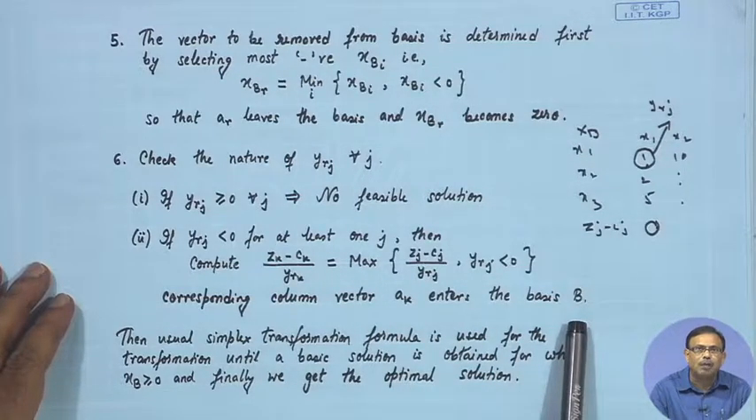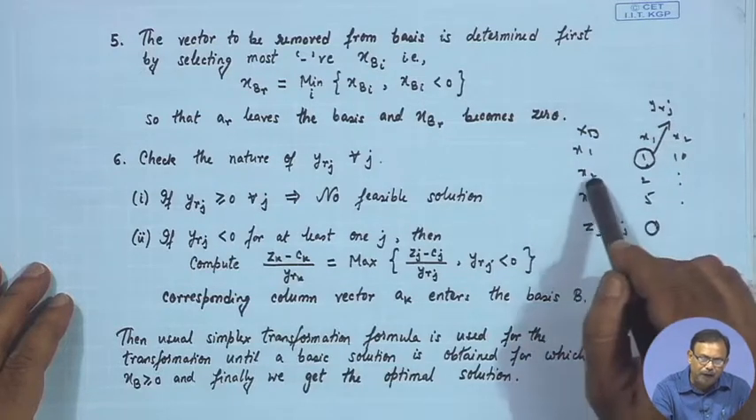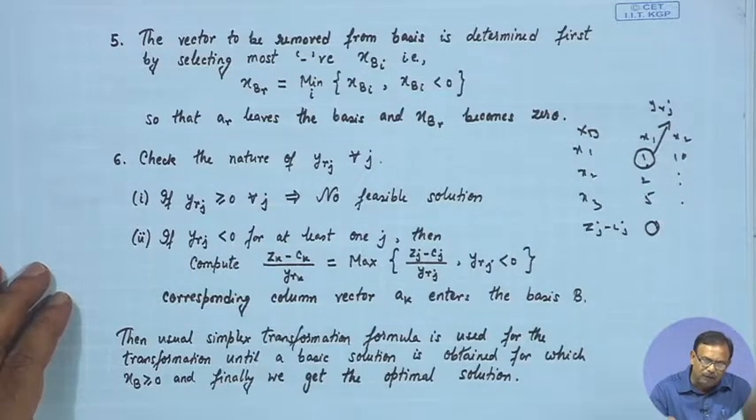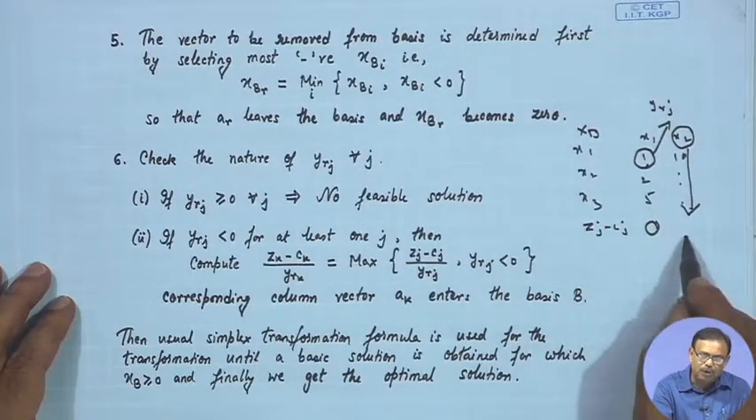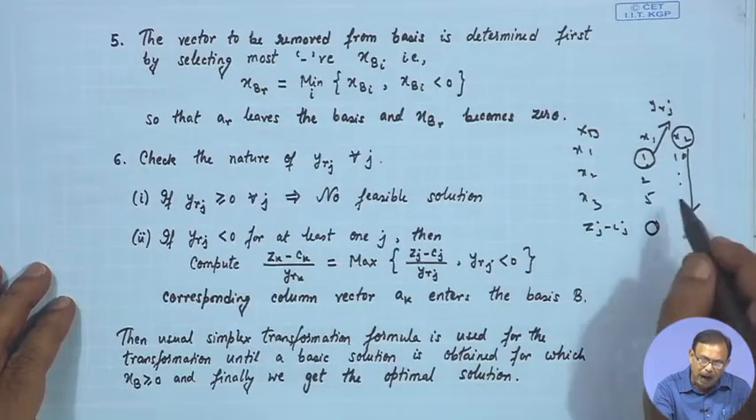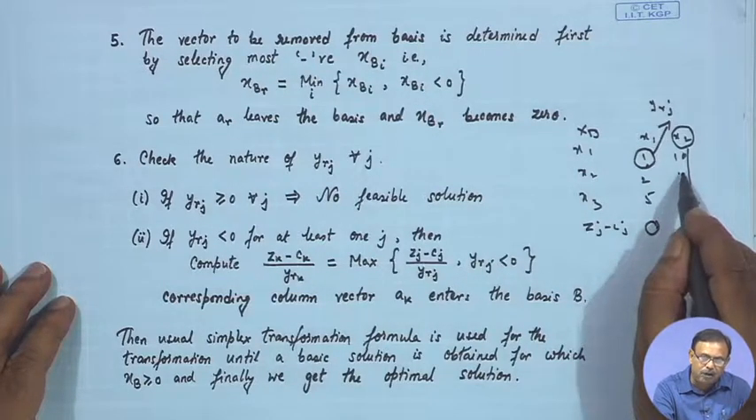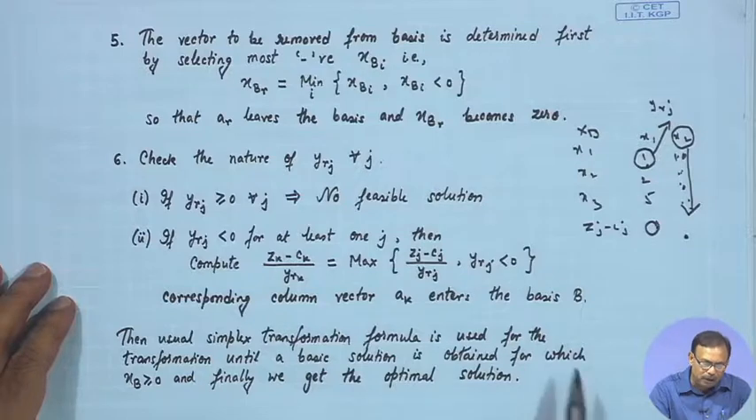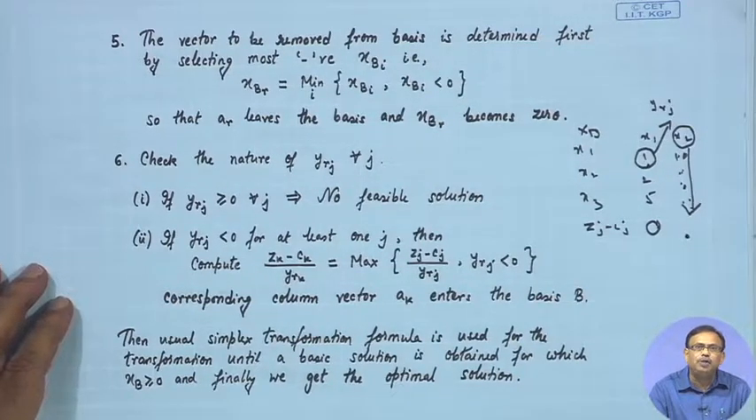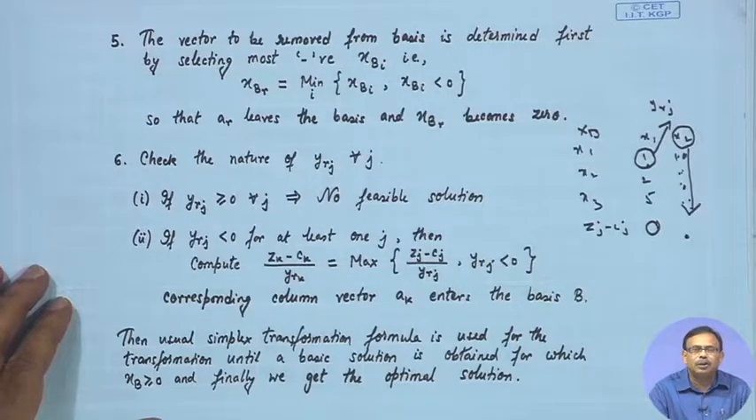So, if a 2 is the departing vector, then I will compare the y values with the z j minus c j values, and I will not compare the ratio for all y values. I will take only those y values which are negative. Then the usual simplex transformation is used until a basic solution is obtained for which x b is greater than or equal to 0, and finally we get the optimal solution.